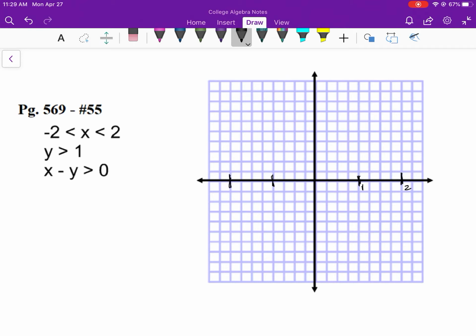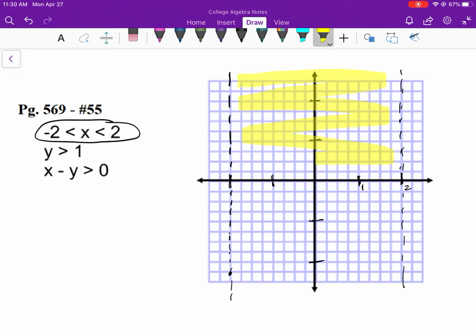So I'm going to say that's 1 and that's 2. Same thing this way. Okay. This is just a pair of vertical lines, and my vertical lines are at -2 and 2. Okay, they're both dashed. In fact, every line in this graph will be dashed because they're all not equal to. All right, this says that I'm graphing x values in between -2 and 2. So I am shading inside of here.